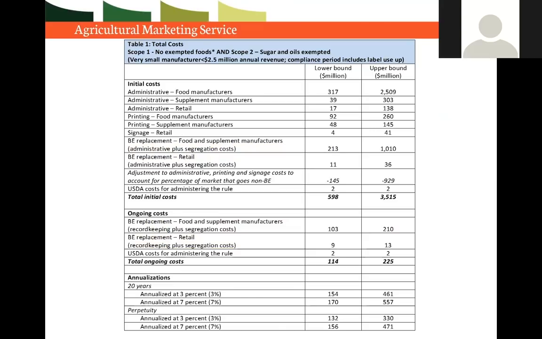There would be no noticeable difference in the number of labeled products resulting from a categorical exemption of oils and sugars. This is true for both food and dietary supplement manufacturers.